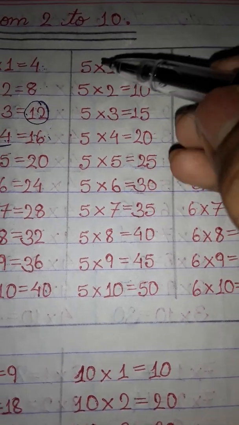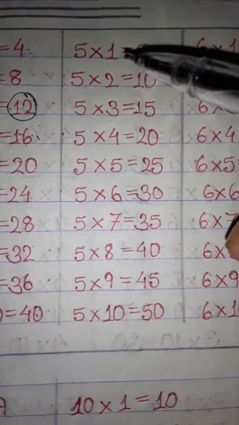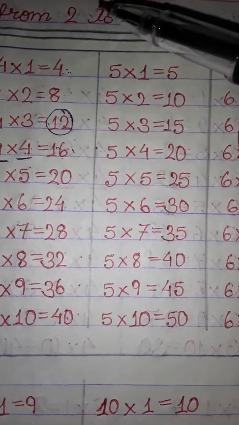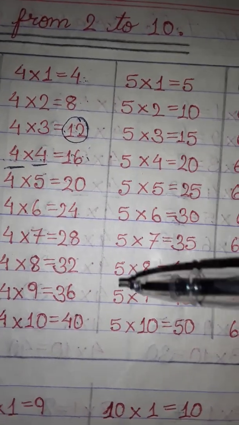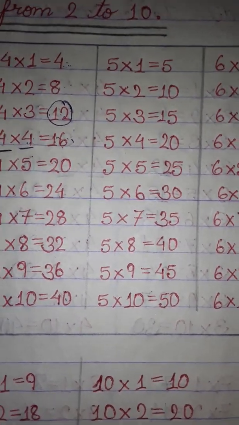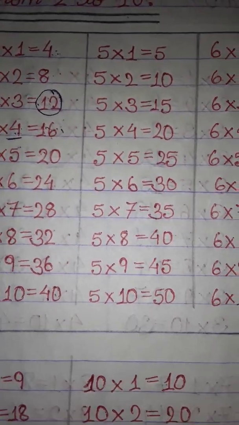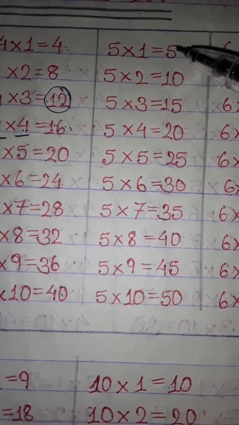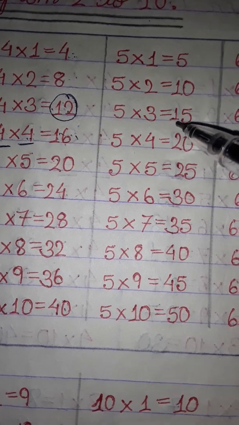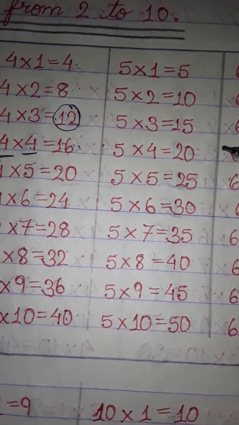So now I have come to the multiplication table of 5. Here you have to just remember 5 into 1 is equal to 5 and 5 into 2 is equal to 10. Most students find the multiplication table of 5 easy to learn because it is the easiest table from 2 to 10. Now you have to just remember 5 into 1 is equal to 5 and 5 into 2 is equal to 10. Now to take out the answer of 5 into 3, you have to just add 10 plus 5, the answer will be 15.